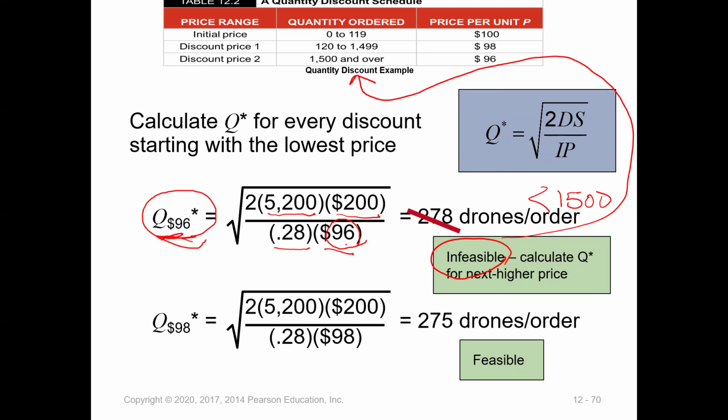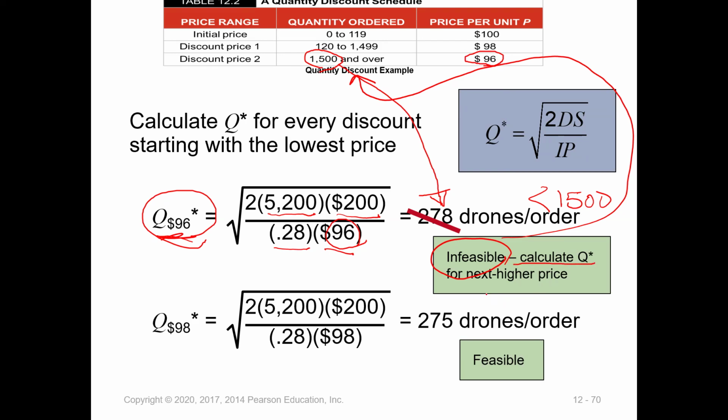So to get this discount, every order should be 278 units. That's not feasible, because to get the 96 price you have to order 1500. You see? That's why it's not feasible.